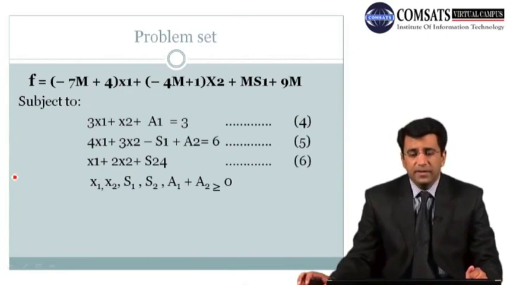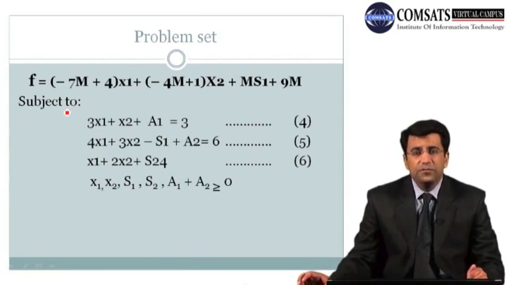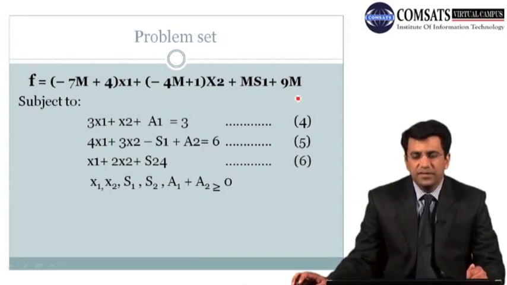Now class, again, what we have done so far, we have formulated and actually reformulated our objective function. That is, now our objective function is in this particular form, that is f is equal to (minus 7M plus 4) into x1 plus (minus 4M plus 1) into x2 plus Ms1 plus 9M. And again this objective function is subject to the different constraints which we have already computed and represented as equation number 4, 5 and 6. Now this is now our reformulated problem.